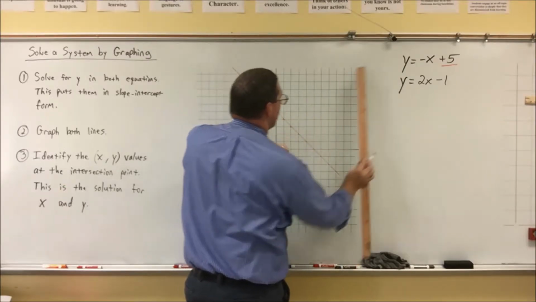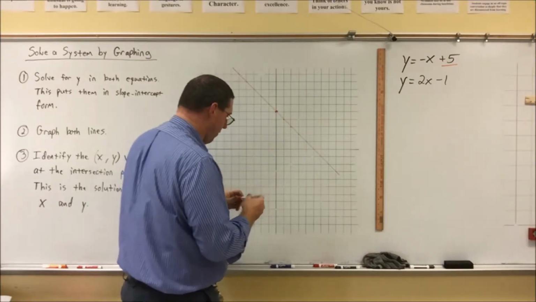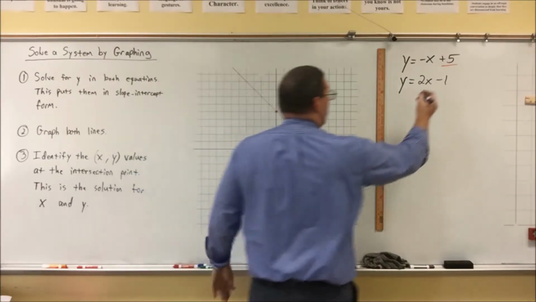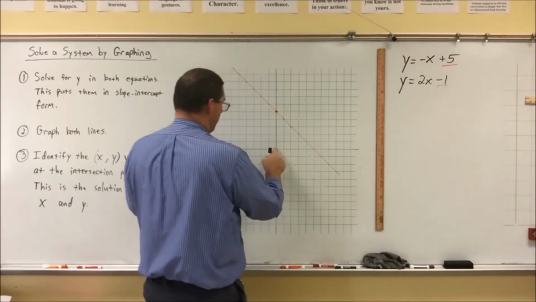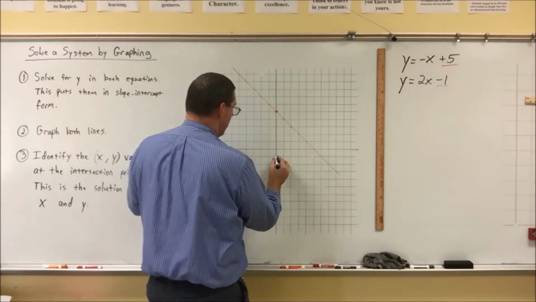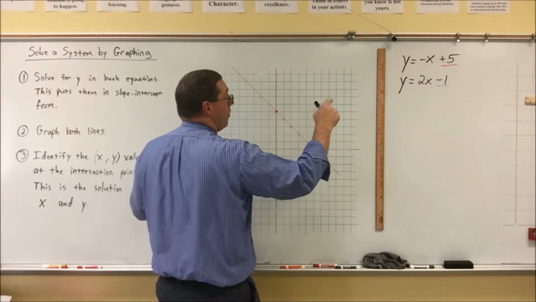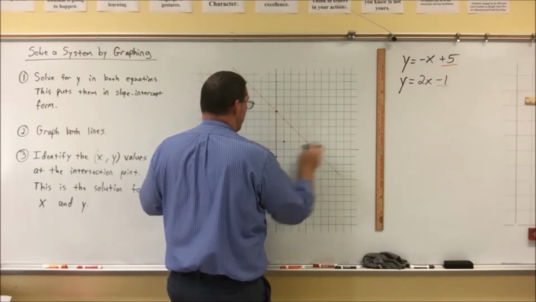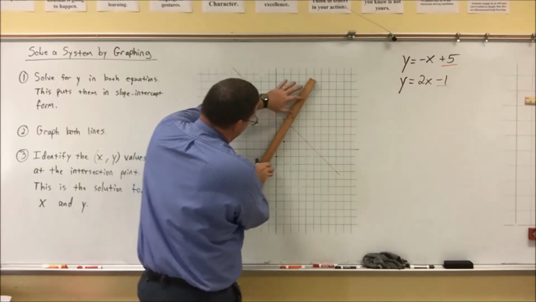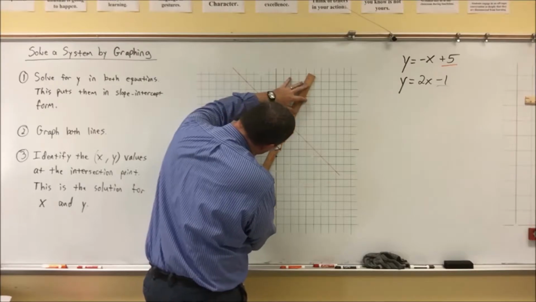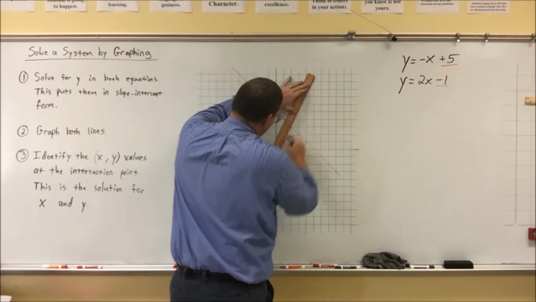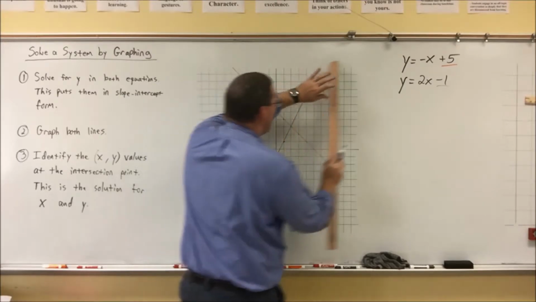All right, so there's -x plus 5. Now let's graph 2x minus 1. So we'll go to the y-intercept, -1. So from the origin, we'll go down 1. Then we'll go up, we got a slope of 2, up 2 over 1. Up 2 over 1. There we go. Line them up. There's our line.